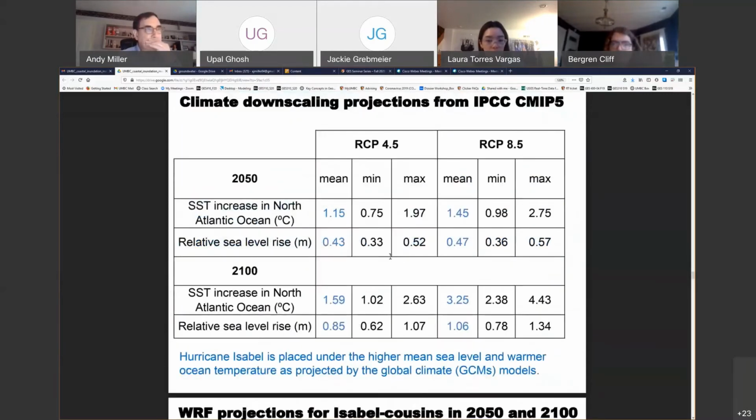So we consider different climate change scenarios for 2100. A medium emission scenario and a high emission scenario, and these are projected changes in the sea surface temperature and sea level rise. Excuse me. Next slide, please.